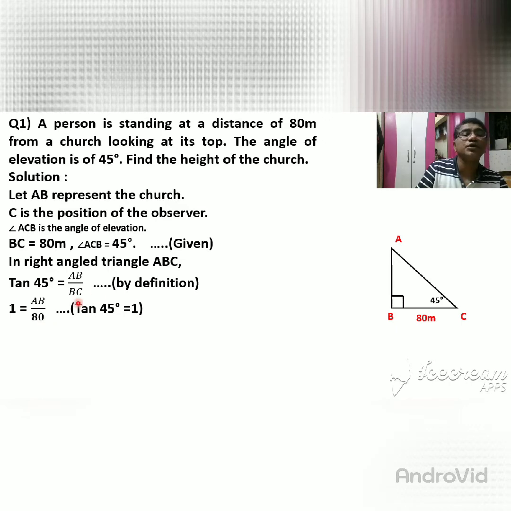BC means the distance between the person and the church, so BC is equal to 80. Cross multiplication: AB is equal to 80 meter. In such a way, this AB is the height of the church, and you get 80 meter. Very simple problem. Remember that when you want to find out height, you can use tan theta.